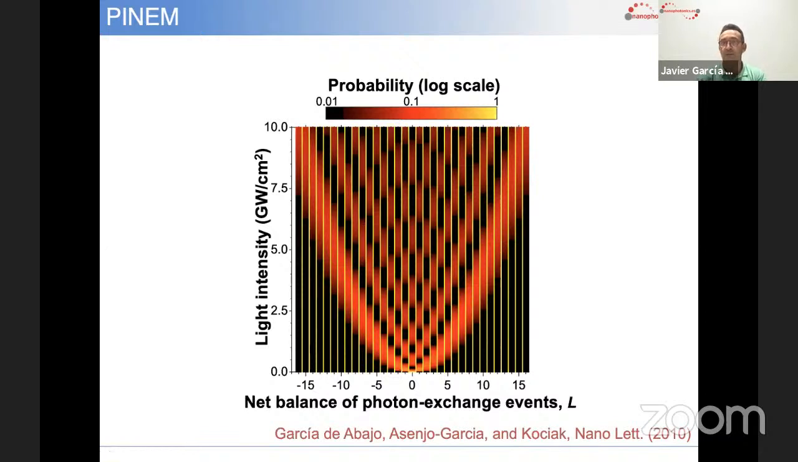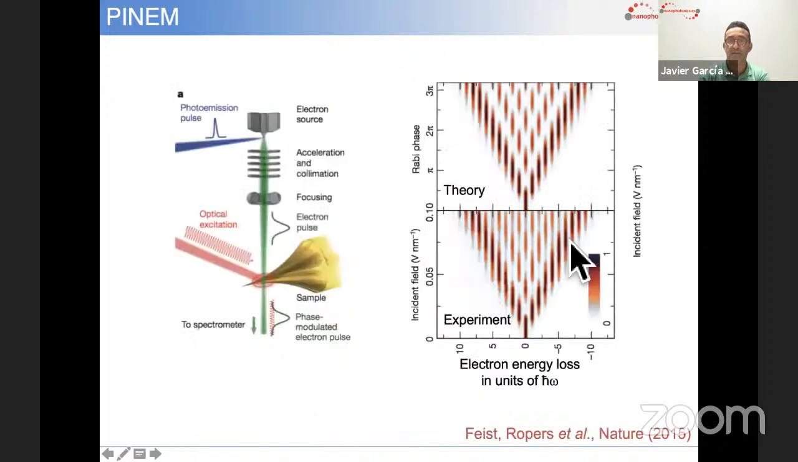Actually, this interaction takes place on a sub-femtosecond scale, so this is really ultra-fast physics. This was demonstrated a few years later in the group of Klaus Ropers, who basically looked at the energy loss spectra as a function of the light intensity, and then he saw this evidence of quantum billiard physics.